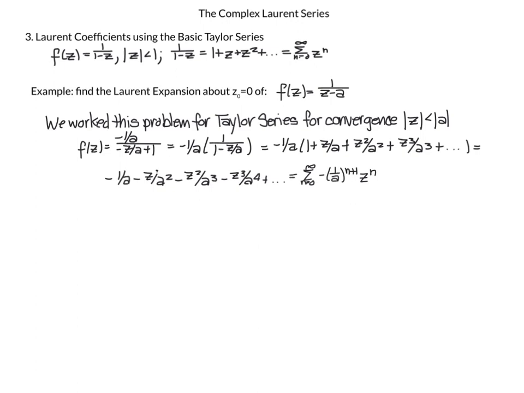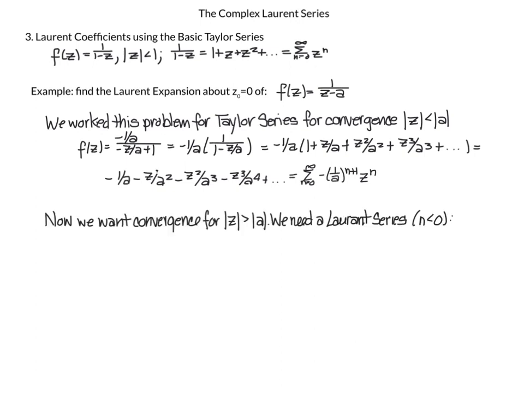Because we've seen this example before more than once, I will leave the work done here, but we will not go over it again. So our new variation on this problem is we want convergence for absolute value z is greater than a. In other words, we don't want our z to be limited just in this little circle here. We want our z to be somewhere out here, perhaps. Which means we will need a Laurent series with possibly some negative powers of n.